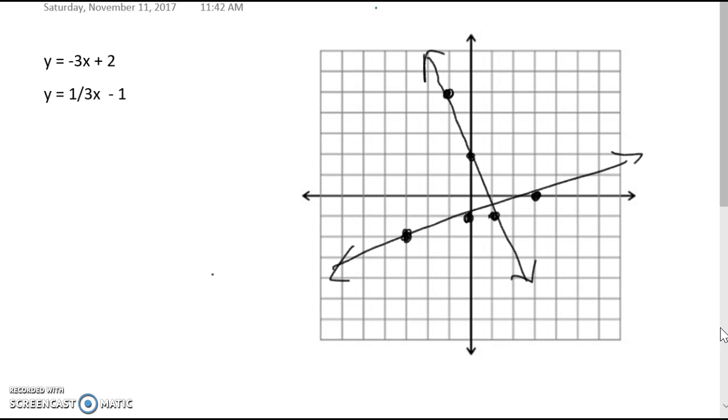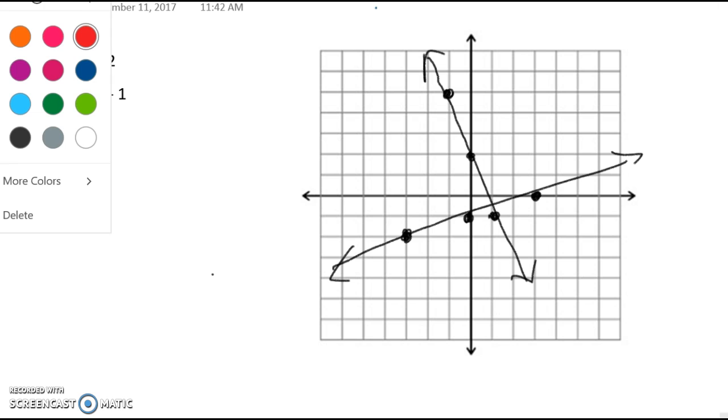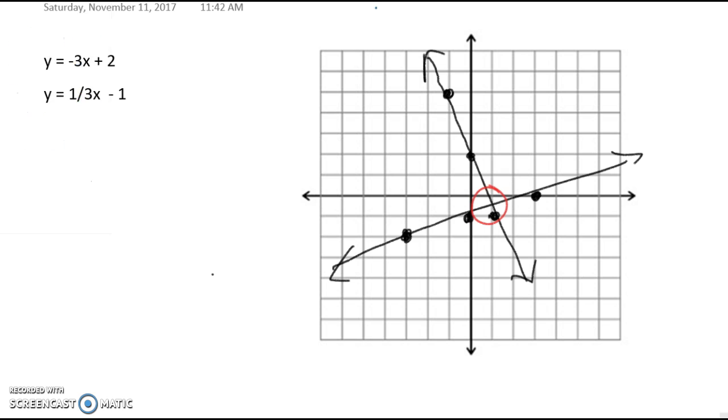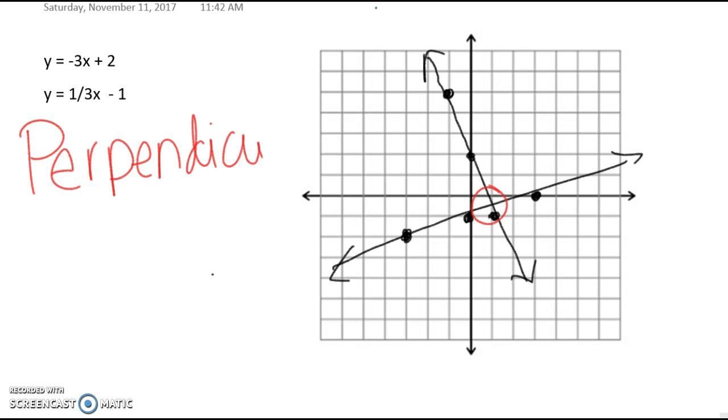Sorry about that. If you did those lines straight, you can test the angle with a corner of a piece of paper, an envelope, a folder, anything that has a right angle. And if you put it in to the center, kind of test out right there, you'll see that these two lines make a right angle. And hopefully you remember that that is called perpendicular lines. So we talked about parallel lines that never intersect. Perpendicular lines intersect and they make a right angle.